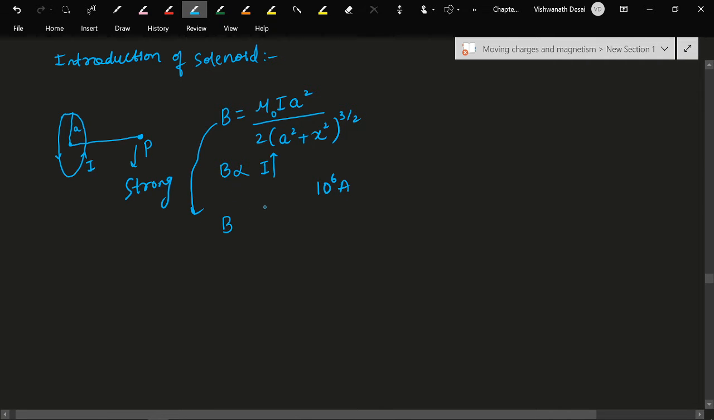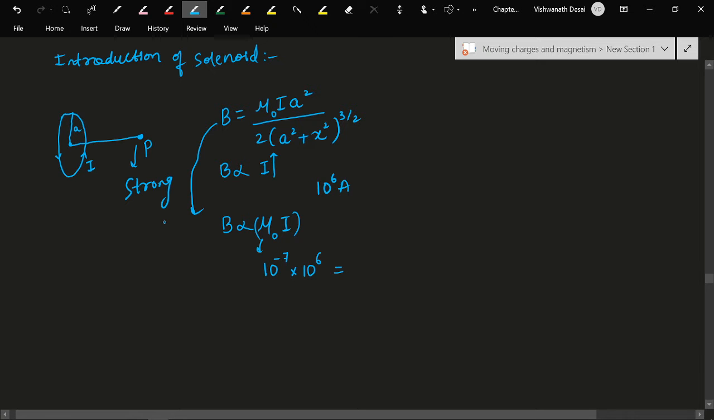To check that, again I am taking this formula. It also depends on the quantity mu naught, and I is also there, right? The value of mu naught, you already know it. This is around 10 to the power minus 7, right? So if you supply a current of 10 to the power 6 amps, how much magnetic field are you going to get? It is drastically reducing. The product of mu naught and I is reducing, right? Though you increase the current.